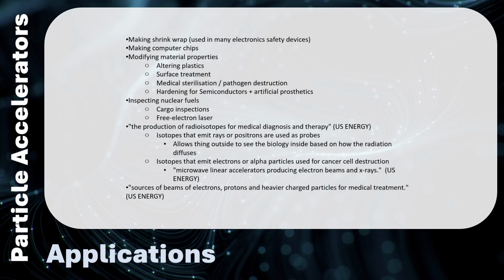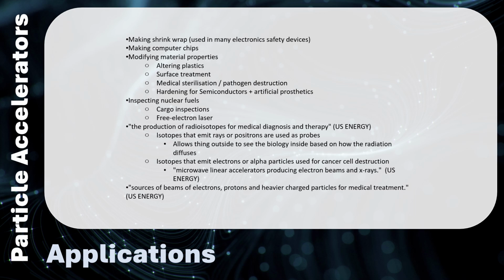And finally, let's go over the joint applications of particle accelerators for synchrotron light and collisions. Making shrink wrap used in electronic safety devices, making computer chips, modifying material properties, that includes altering plastics, surface treatment of materials, medical sterilization and pathogen destruction, hardening for semiconductors and making artificial prosthetics, inspecting nuclear fuels, so that's cargo inspection with free electron lasers, the production of radioisotopes for medical diagnosis and therapy, so that's isotopes that emit gamma rays or positrons are used as probes.